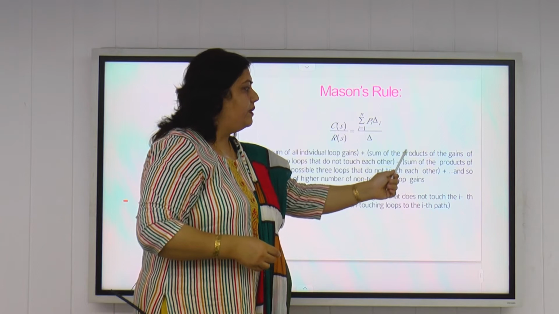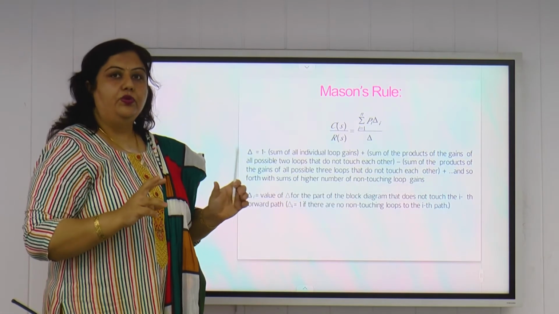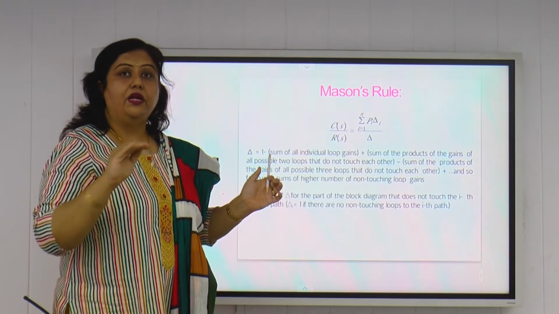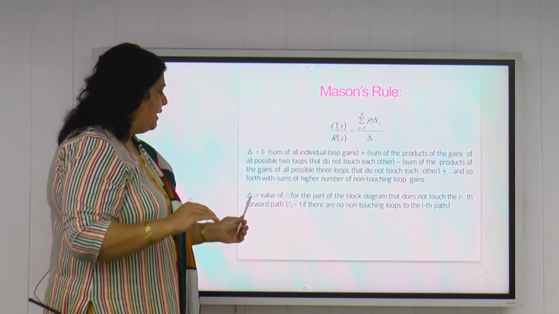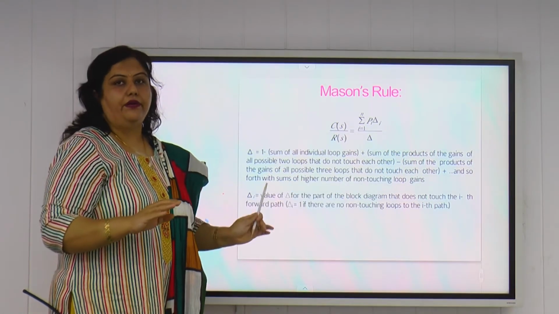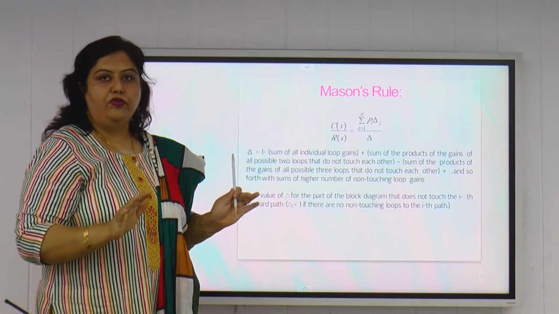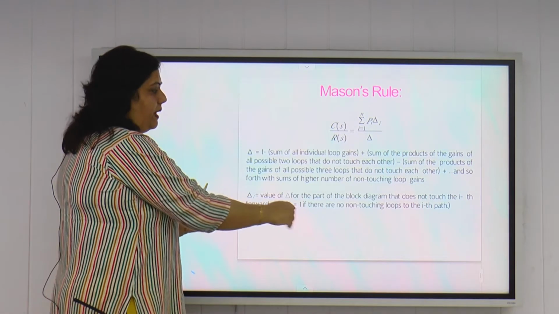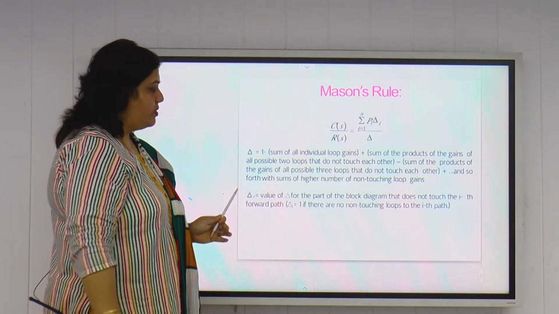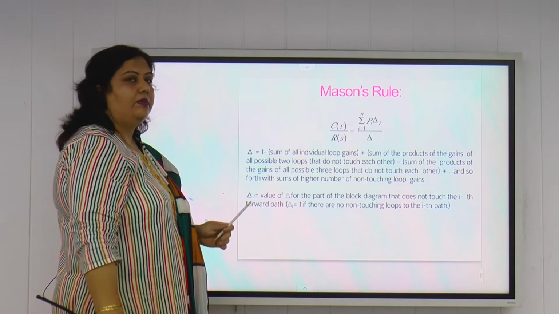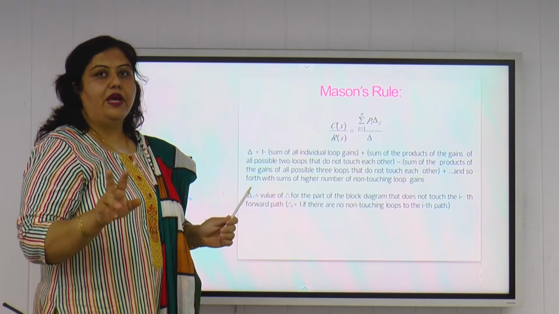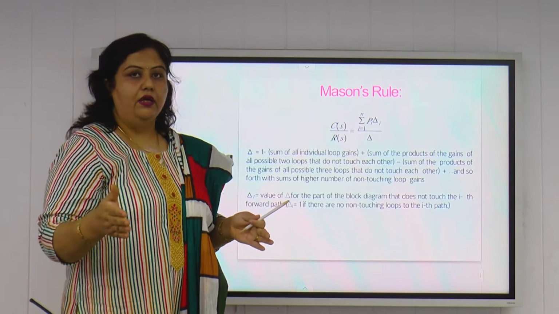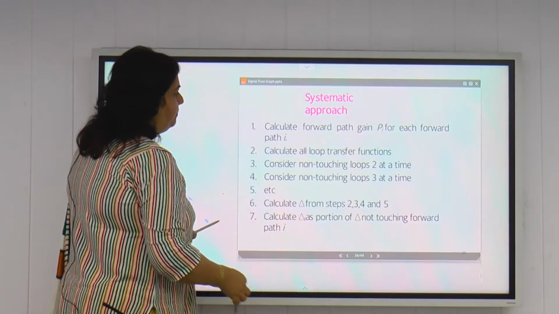Similarly, in the second bracket, the sum of the product of gains of possible non-touching loops, we will identify the non-touching pairs that do not touch the particular ith path. So if we have to find delta i, one condition is added in each bracket: that particular loop, or pair of non-touching loops, or triplet of non-touching loops, must not touch the particular ith path that we are considering here. Here i runs up to the number of forward paths. So if we have two forward paths, we have to calculate delta 1 and delta 2. If we have three forward paths, we have to calculate delta 1, delta 2 and delta 3. We will take an example.